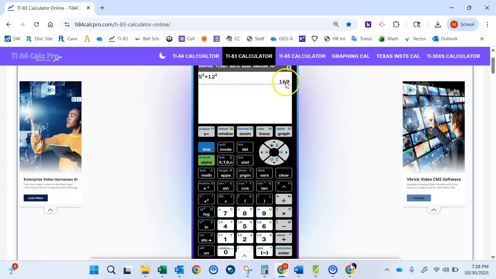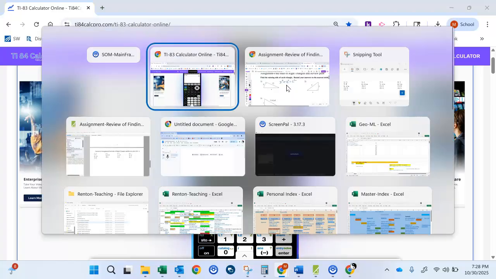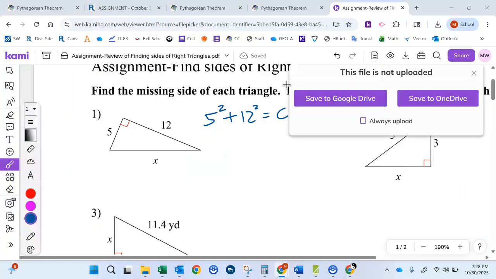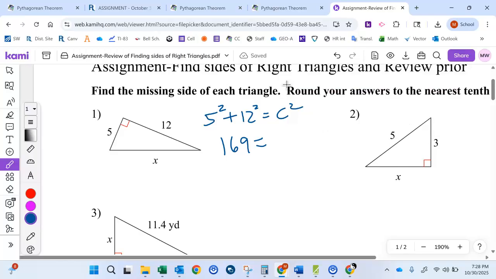But now I have to take the square root of that, right? So that's going to equal 169, equals c squared. But remember, I want c, not c squared. So I have to go like that, and then this becomes just c, right? But I have to do it to both sides.